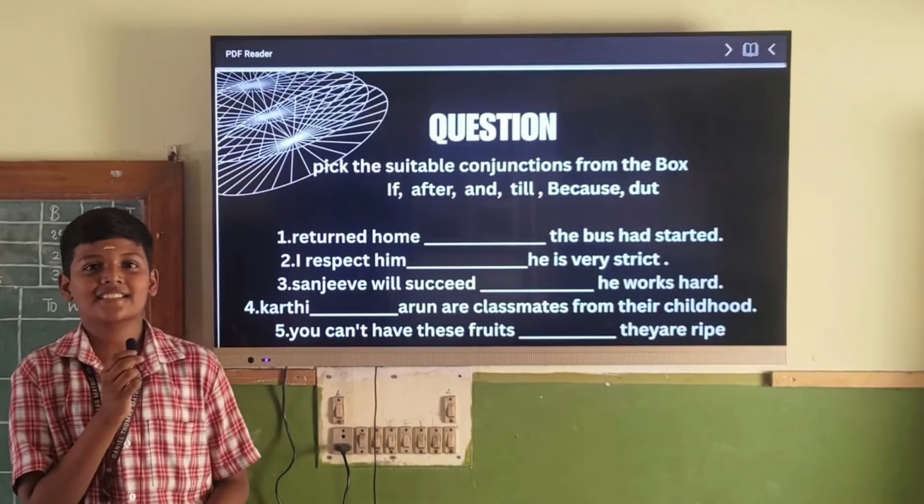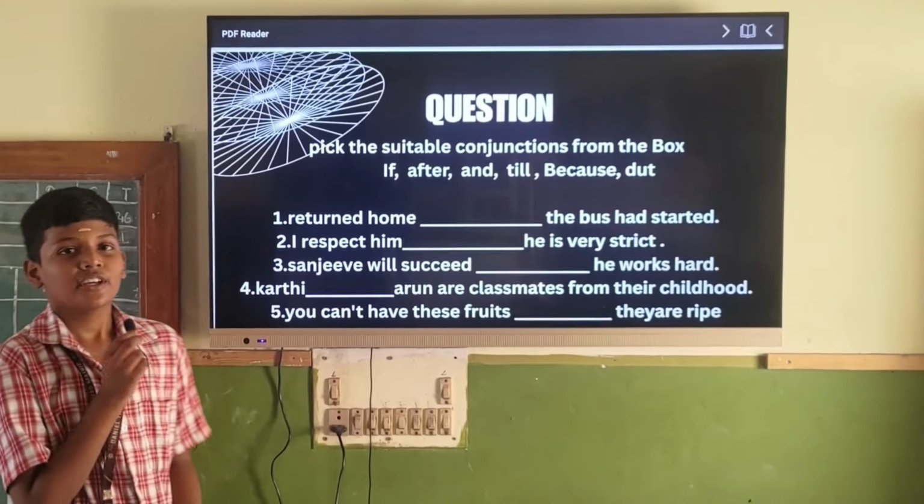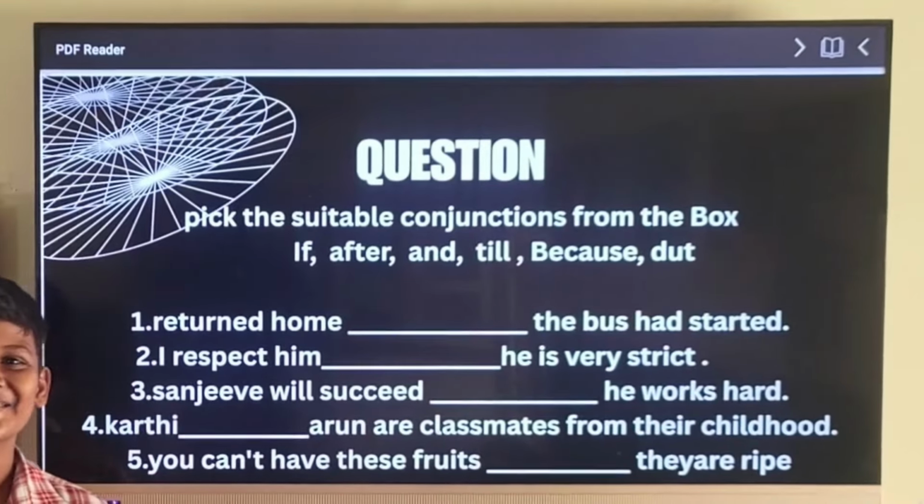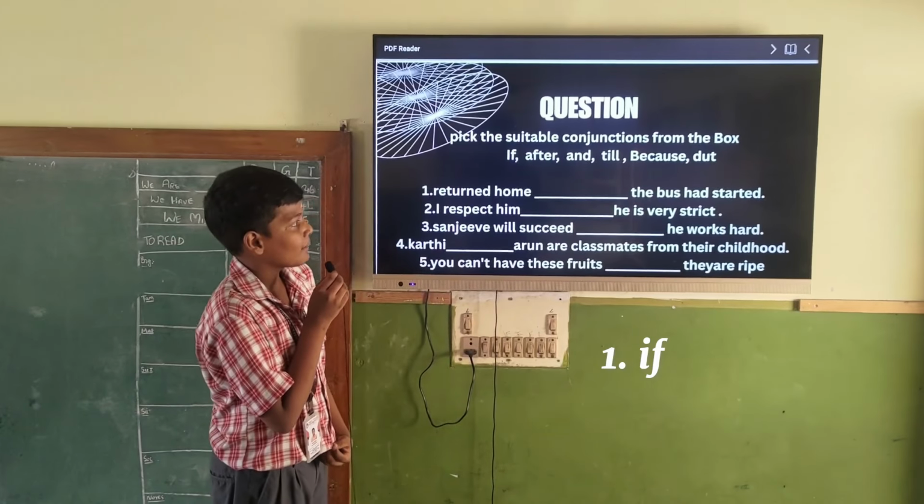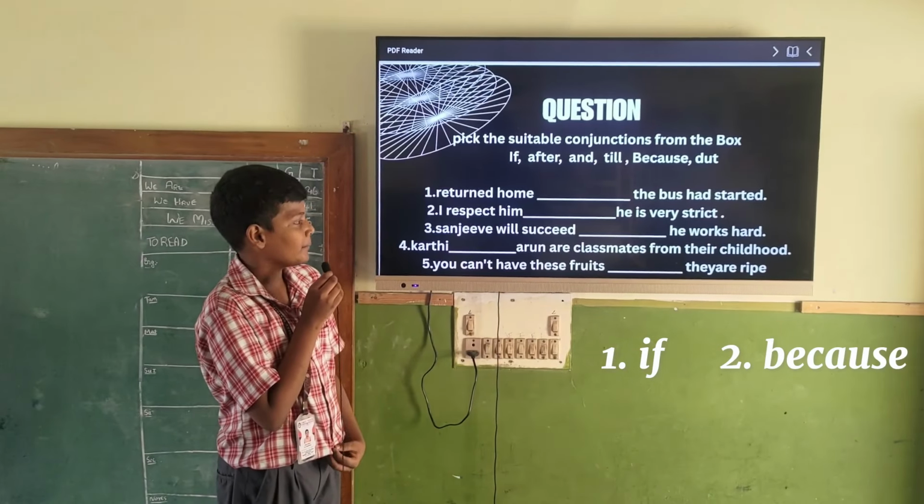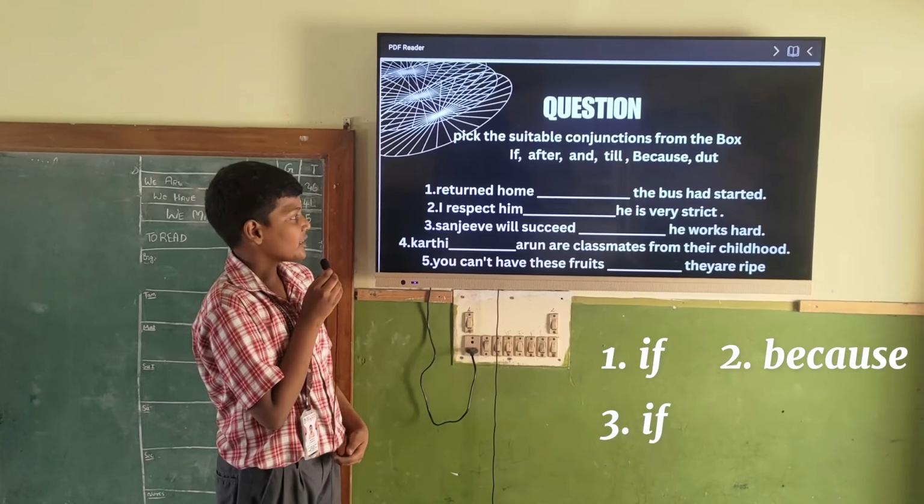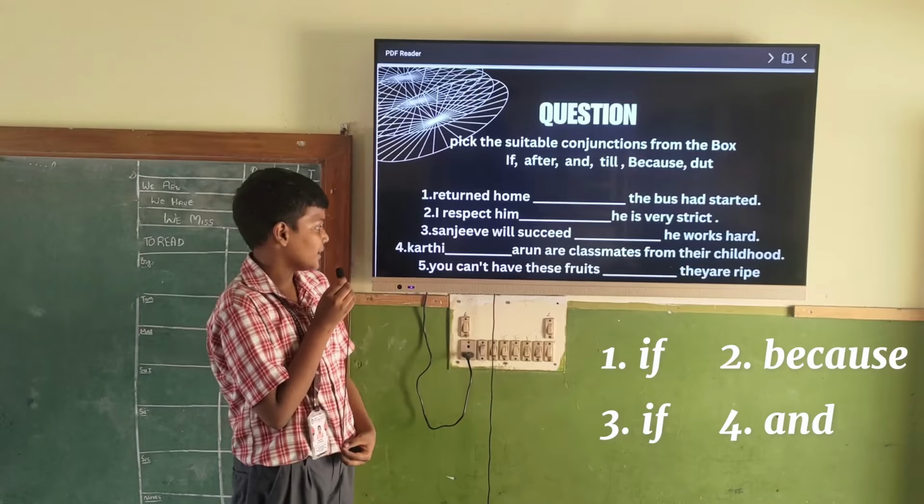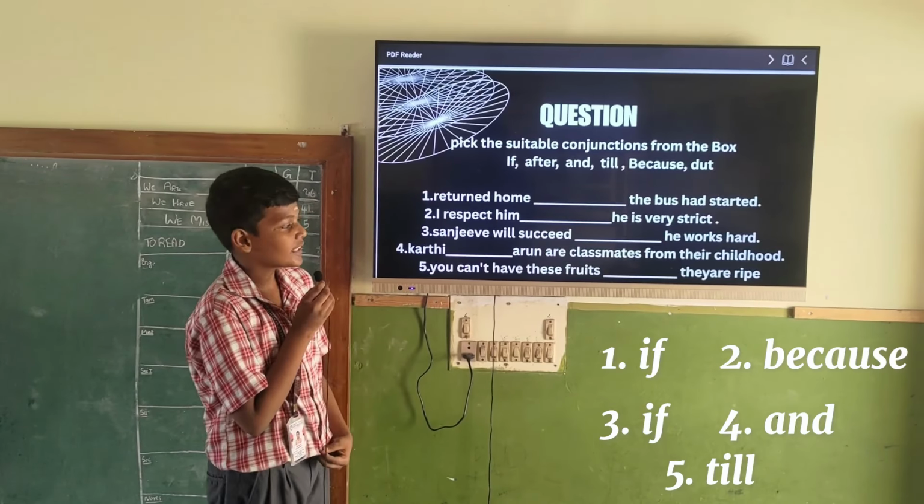Hope you all understood our seminar. These are all the questions, if you can find out the answer. I returned home and the bus had started. I respected him because he is very strict. Sanjay will succeed if he works hard. Karthi and Arun are classmates from their childhood. You can have these fruits till they are ripe.